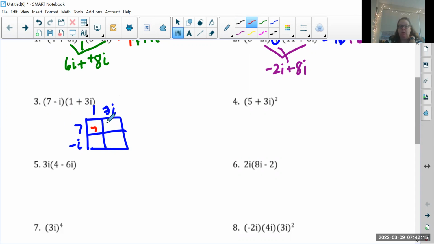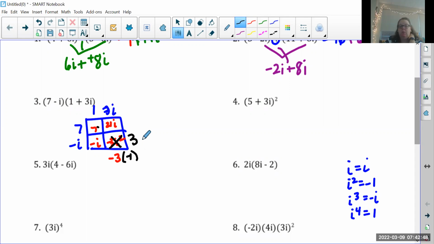So it's 7, 21i, negative i, and then negative i times 3i is negative 3i squared. This is where we need to remember that i squared equals negative 1, i to the third equals negative i, and i to the fourth equals a positive 1. So when we have this i squared here, this is really negative 3 times a negative 1, because i squared equals a negative 1, which makes that 3. So this box actually equals 3, and now it's like terms.